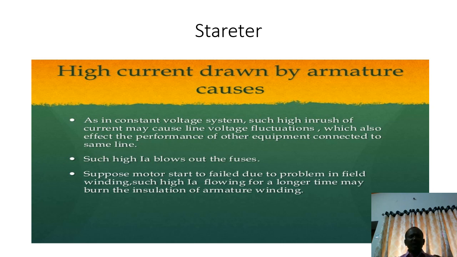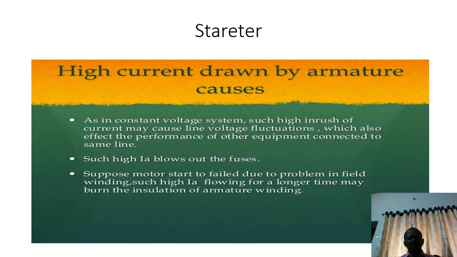So the current passed in the armature is very high. The motor draws a very high armature current, in a constant voltage system. Such a high inrush of current may cause line voltage fluctuations, which also affect the performance of other equipment connected to the same line. Such a high armature current blows out the fuses. In the case of machines, when they draw a high armature current, we observe this effect.